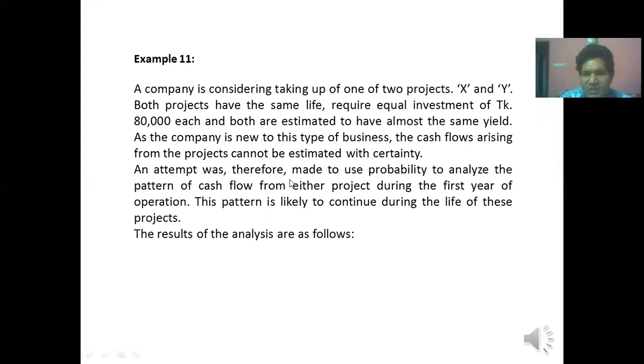An attempt was therefore made to use probability to analyze the pattern of cash flows from either project during the first year of operation. This pattern is likely to continue during the life of these projects. The results of this analysis are as follows. Now, there are two same-type projects, X and Y, and both projects require equal investments of Taka 80,000.